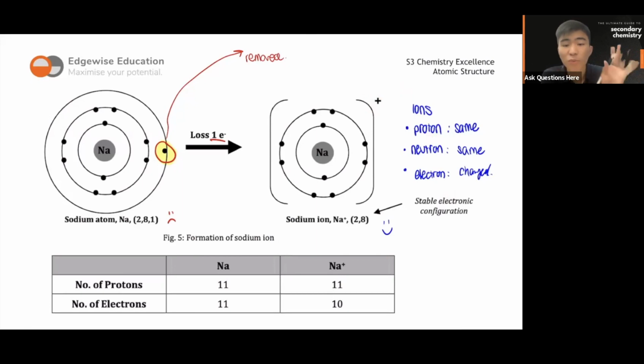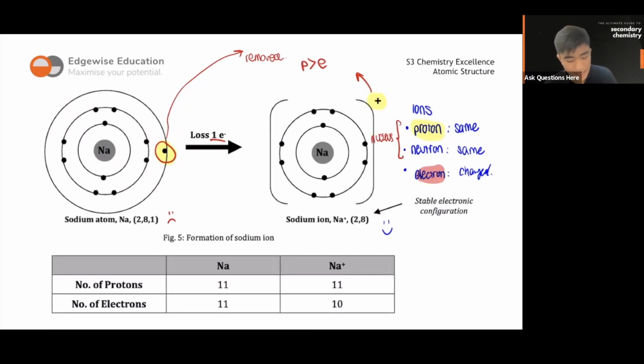I cannot gain a proton. Why can't I gain a proton? Protons are inside the nucleus, very closely and tightly packed, so I cannot remove or add one more. So protons and neutrons are the same because they are in the nucleus. The electron number will have changed. For a positive charge, there must be more protons than electrons.